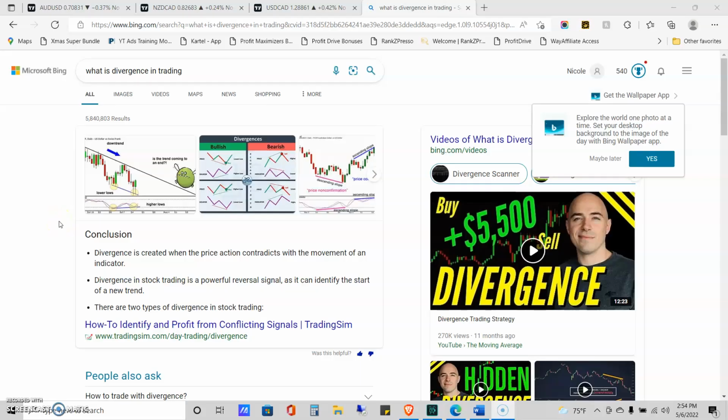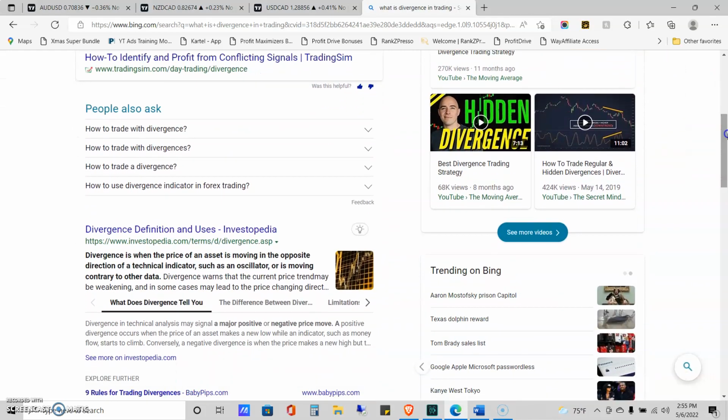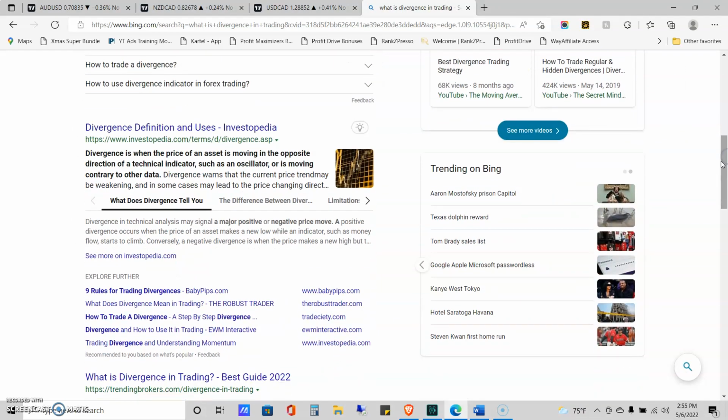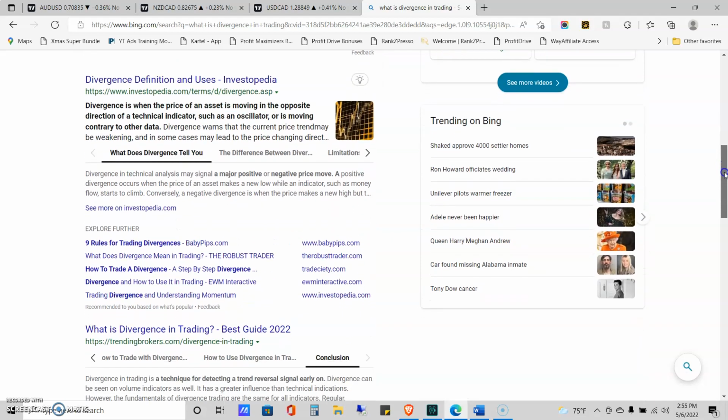All right, so today we're going to discuss divergence and how you can incorporate it in your strategy. So, first, what is divergence? Divergence is created when the price action contradicts the movement of an indicator. That can be your TDI, your MACD, your stochastic, your RSI.